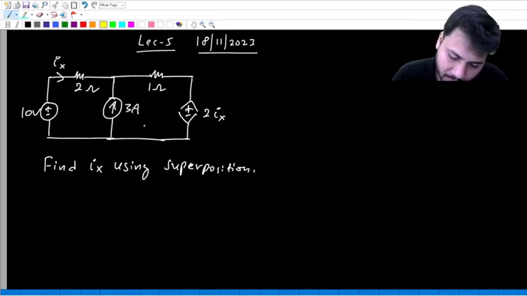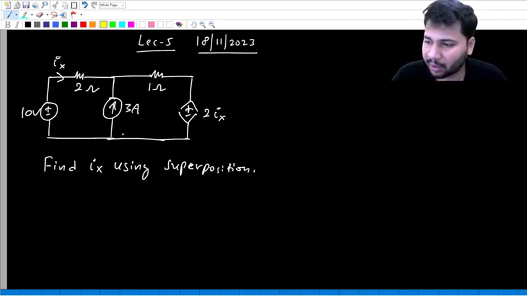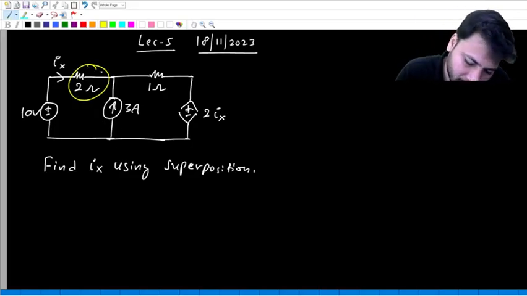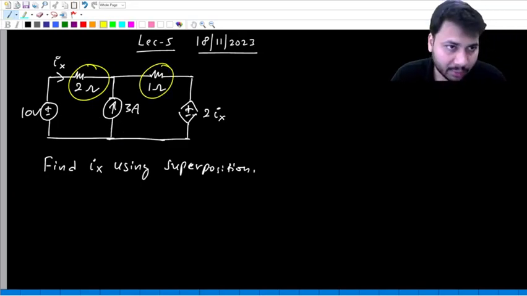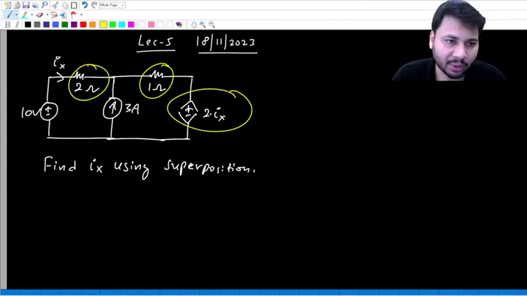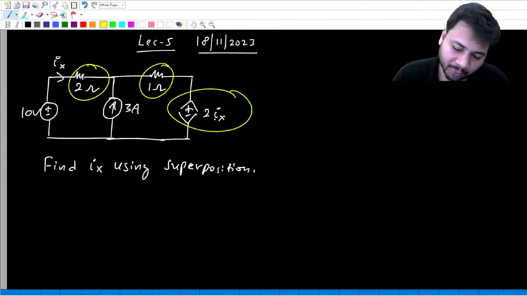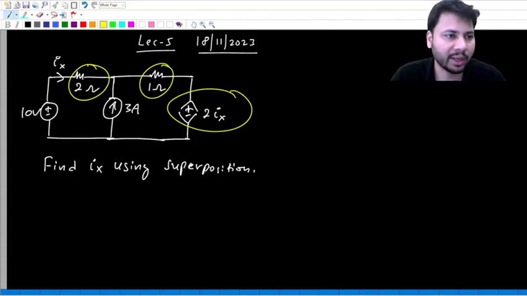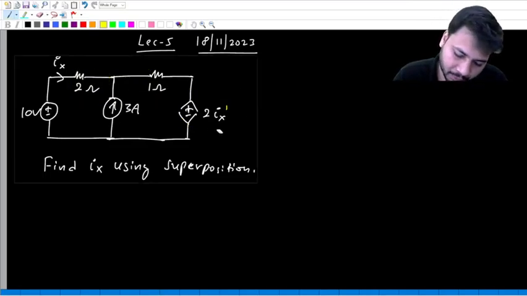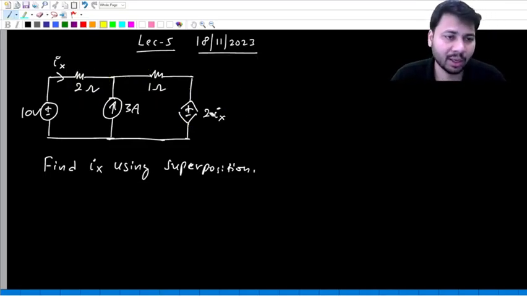Clearly it is a linear circuit, because apart from the independent sources, what elements are there? The 2 ohm resistor which is linear, the 1 ohm resistor which is linear, and then this dependent source, whose value is 2Ix. The controlling variable is Ix, and it depends on it as Ix to the power 1. So definitely it is a linear circuit, because apart from the independent sources, the rest of the elements are all linear.